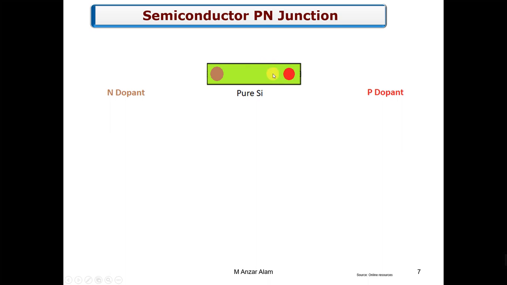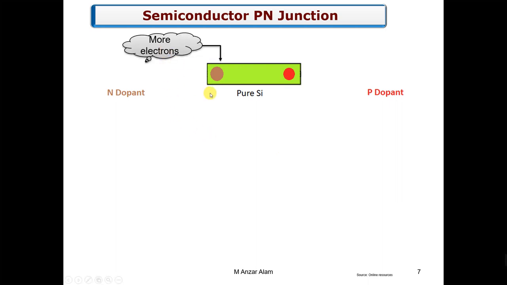Now let's see. This has free holes, so these free holes will expand, and similarly the free electrons will expand their area. The free electron will be attracted by the holes. So there will be migration of the electrons from the left side to the right side. And what will happen? Let's see it.